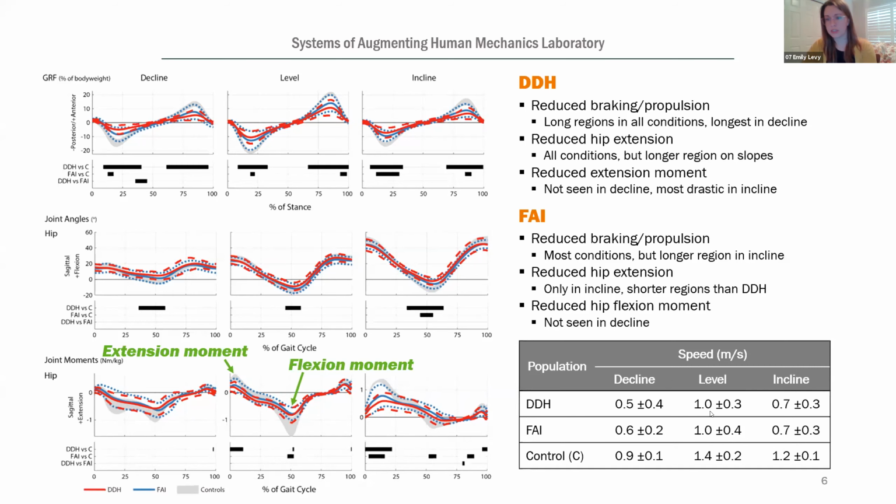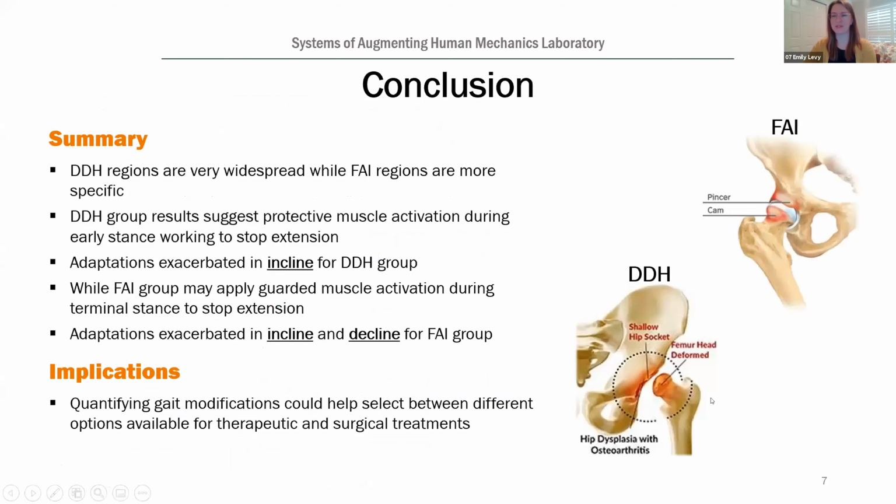And then hopefully you guys can see the speeds. I can't because your pictures are blocking, but they did have significantly slower speeds in the dysplastic and impinged patients.